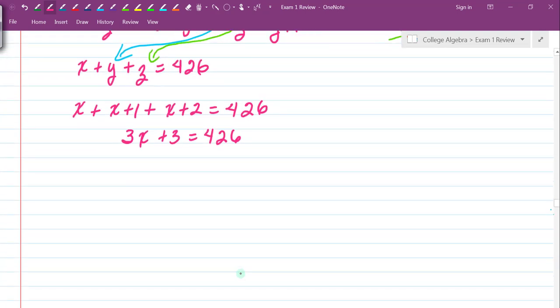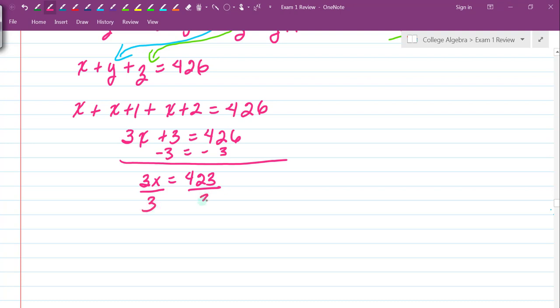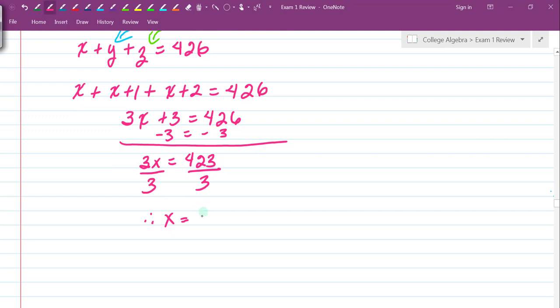So now we'll bring over our 3. What we do to one side, we have to do to the other. So we end up with 3x is equal to 426 minus 3, which is 423. We'll divide both sides by 3, and therefore x is equal to, let me turn on my calculator and double check this, 141. Okay, 423 divided by 3 is equal to 141. That tells us what x is.